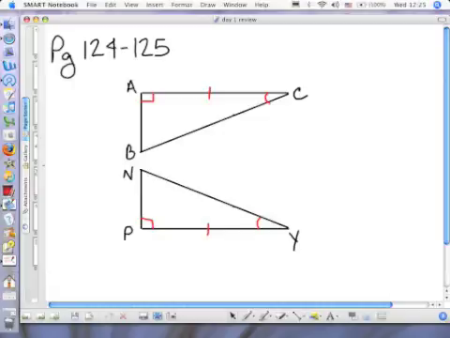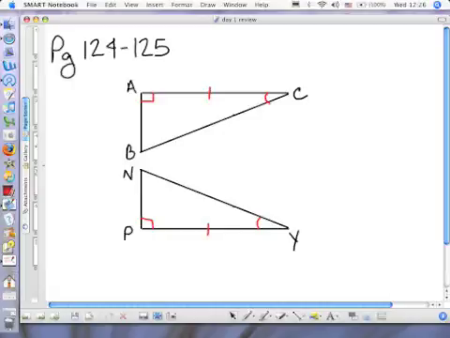Here's an example of what you'll be asked on your exam. If these 2 triangles were drawn for you, you will be asked, are these 2 triangles congruent? If so, state the congruency, which means name the 2 triangles, putting the letters in the correct order so that corresponding parts are lined up, and state the postulate or theorem that proves it.